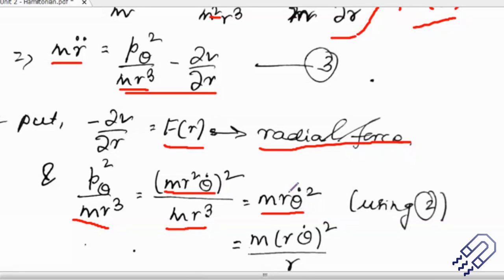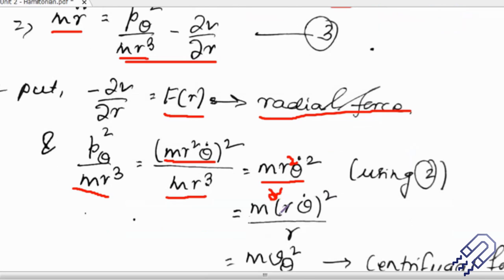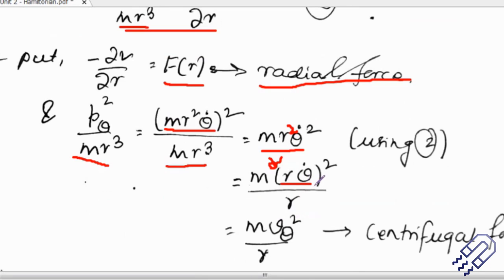Now this can be written as r square divided by r, right? This can be written as m r square divided by r, and then it can be written as m (r theta dot) whole square divided by r. Now what is r theta dot square? r theta dot is nothing but, sorry, not angular velocity, the theta component of the velocity rather.